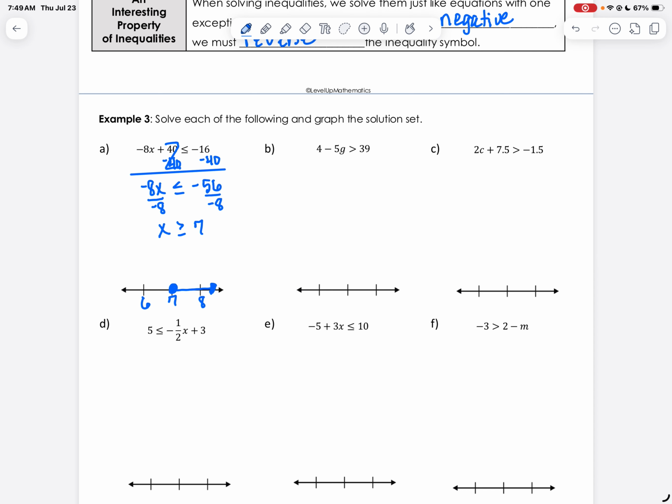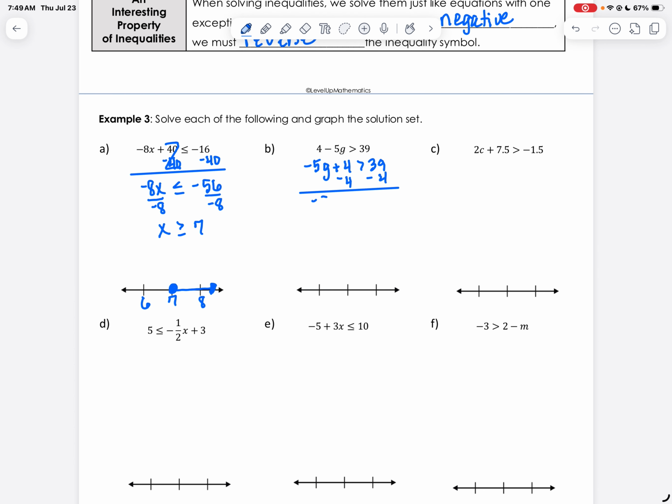All right, problem B. 4 minus 5g is greater than 39. Now, when I'm solving equations and inequalities, I like the variable to come first. So I'm going to rewrite this problem. You do not have to do this step, but I like the variable to come first. So I'm just going to rewrite this as negative 5g plus 4 is greater than 39. Now to solve it, we'll subtract 4 from both sides.